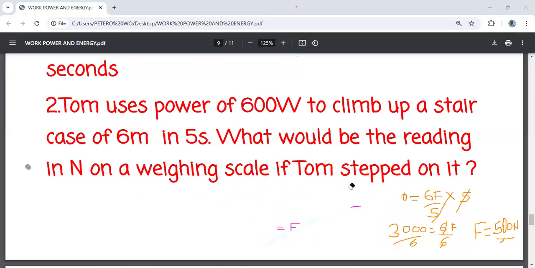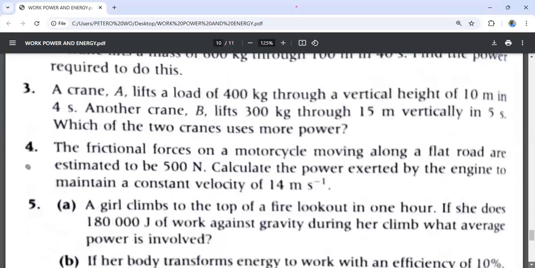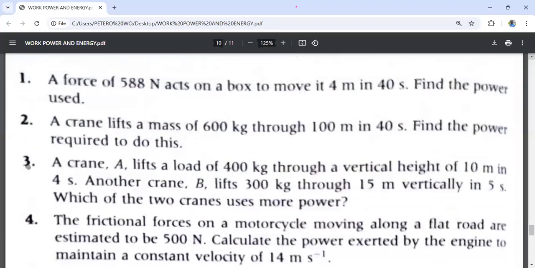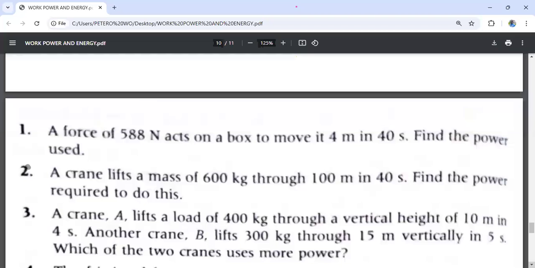After we have got that, let us try out these few questions. We are going to start with questions 1, 2, and 3. So in our books, we write these questions and we try answering them one by one.